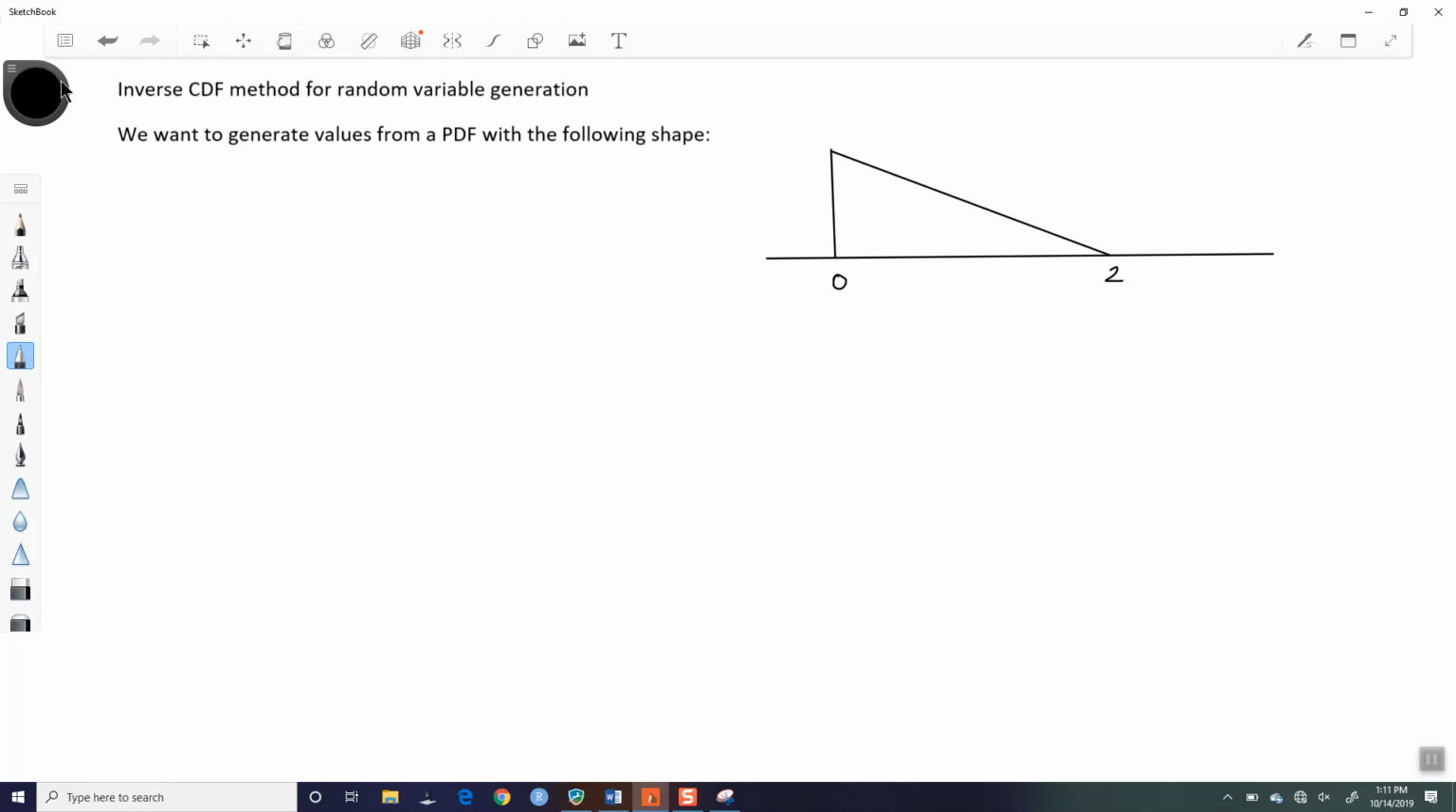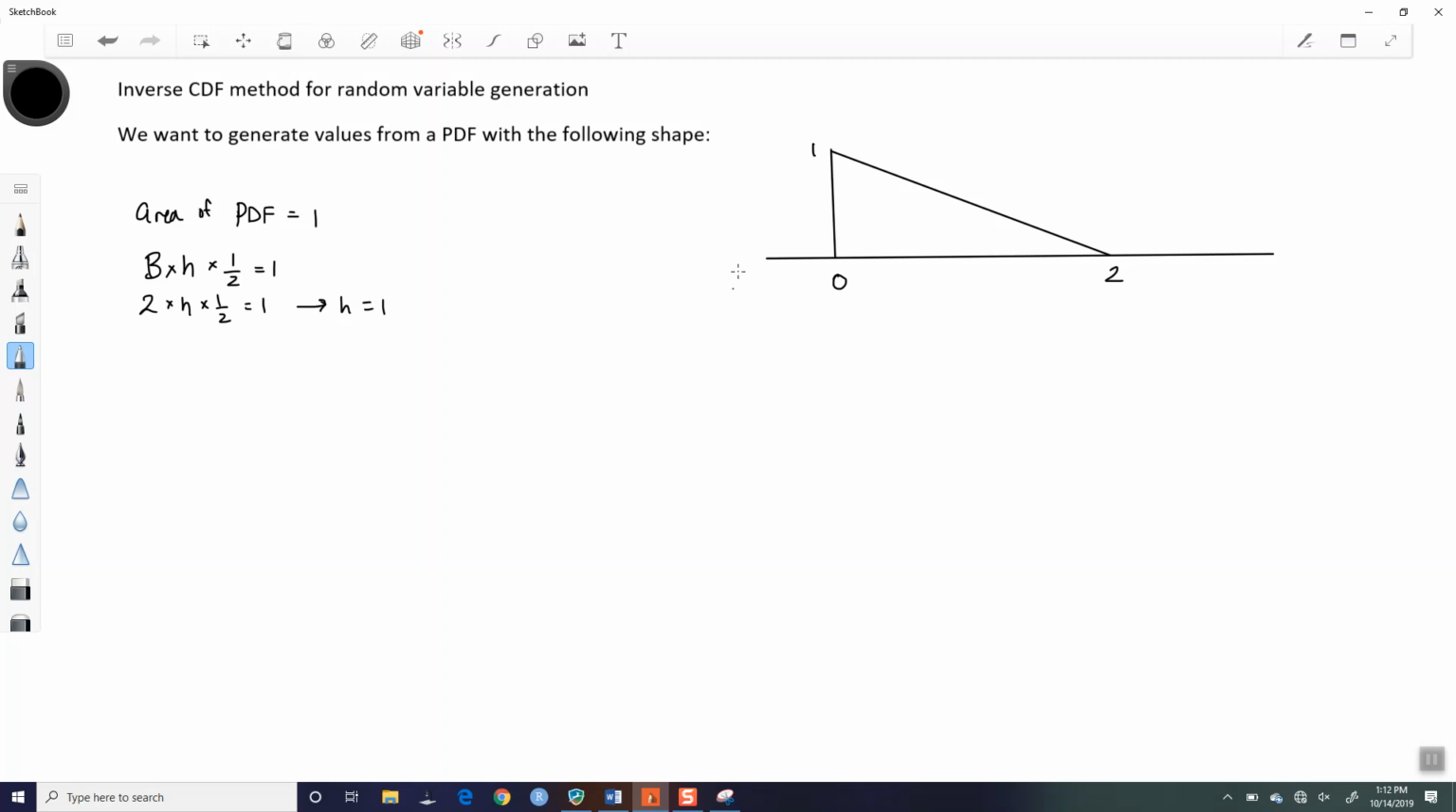Because what we know is that the area of a PDF equals 1, right? So it's a triangle, so we know that this height has to be 1 here. Base times height times 1/2 must equal 1. Here we have 2, and we've got h, and 1/2 is equal to 1, therefore the height is 1, and so we've got 1 up there.